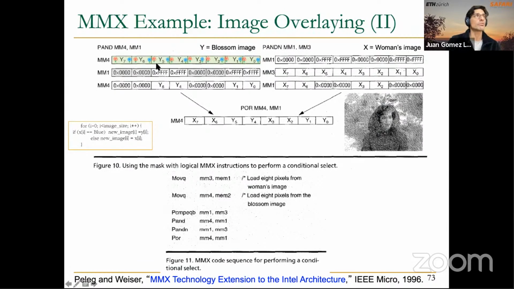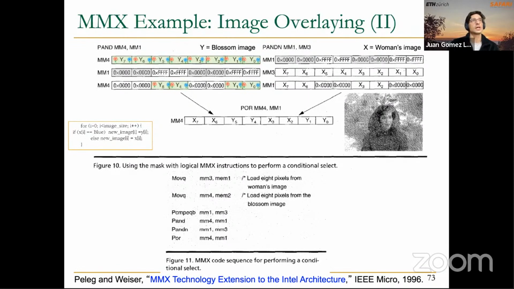So wherever we have 1, 1, 1, we will have the corresponding pixels of the blossom image in the output register. So here the operation that we are executing is an AND operation. So by ANDing these zeros and these Y7, we obtain 0. By ANDing these ones with this Y5, we will obtain this Y5. And it's exactly the same, but the other way around for the image itself.